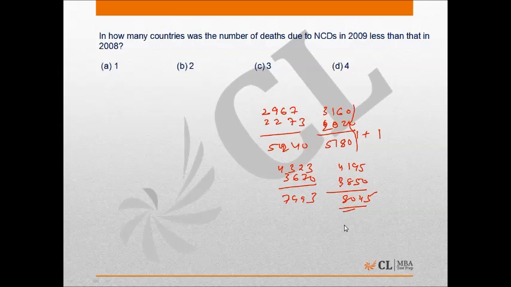Now coming to USA, from the graph it is obvious that the total number of NCD deaths in USA in 2009 was lesser than that in 2008. So in total there are 3 countries in which the total number of NCD deaths in 2009 was lesser than that in 2008. Therefore, option C is the correct answer. Let's move to the next question.